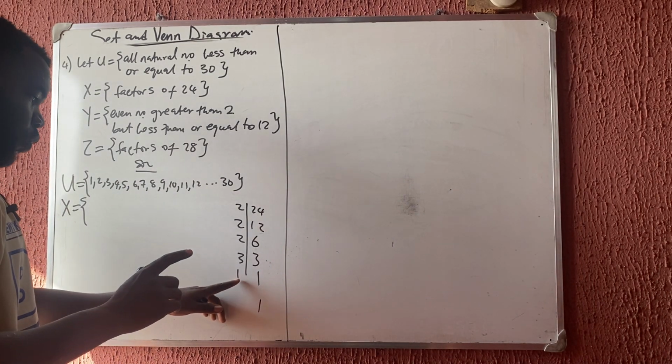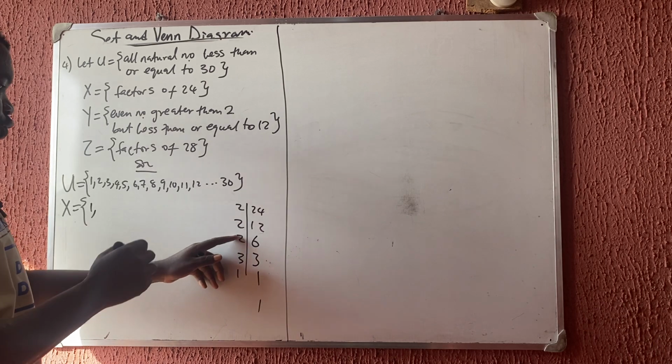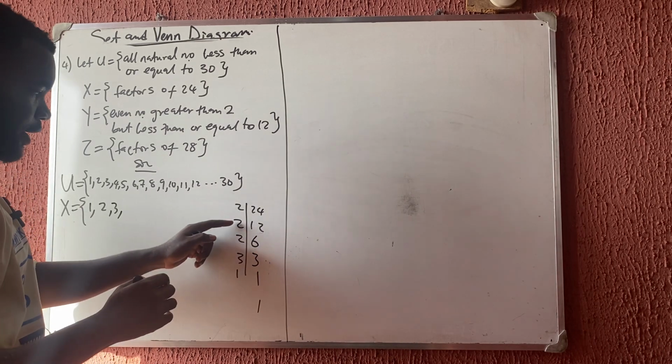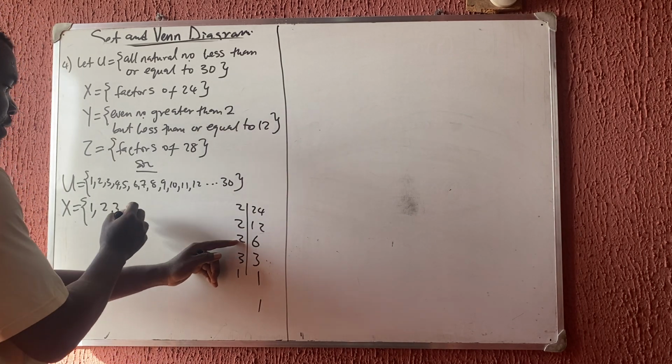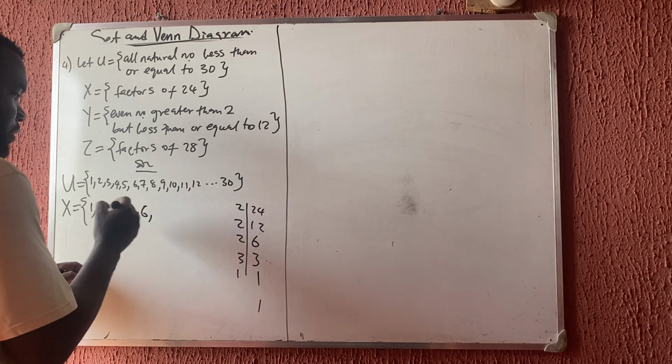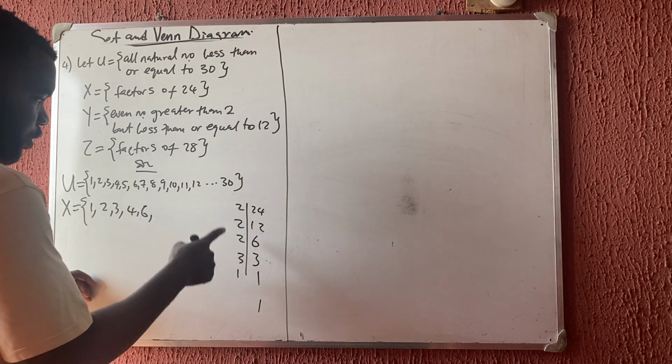Watch me the way I'm getting it. 1 is here, 1. 2 is here, 2. 3 is here, 3. Is 4 here? Yes, 2 times 2 is 4. 4 is here. Is 5 here? No, 5 is not here, but 6 is here. 2 times 3 is 6. 6 is here. What of 7? 7 cannot be here. 8, yes.